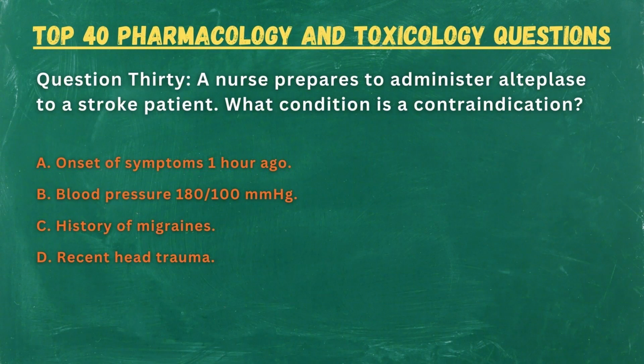Question 30. A nurse prepares to administer alteplase to a stroke patient. What condition is a contraindication? A. Onset of symptoms 1 hour ago. B. Blood pressure 180 over 100 mmHg. C. History of migraines. D. Recent head trauma. Answer D. Recent head trauma.